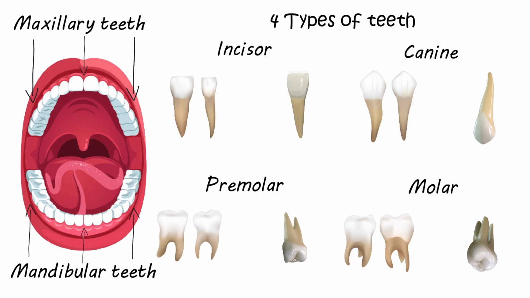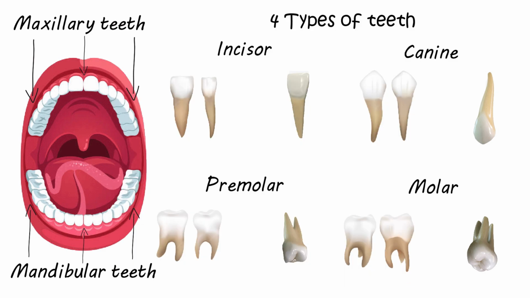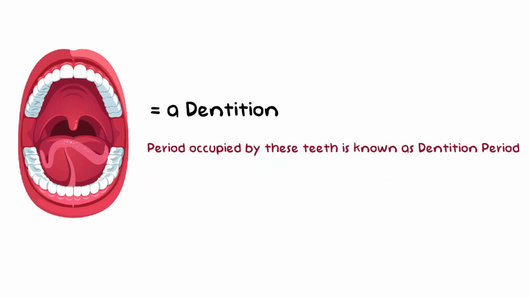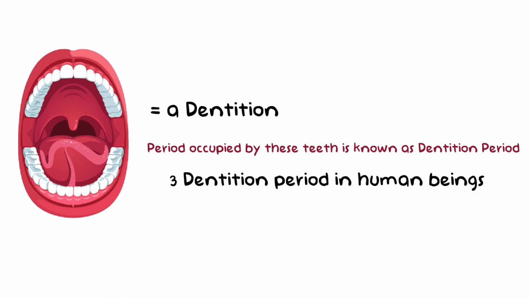Then we have the premolars and the molars, which are the posterior teeth used mainly for cutting and grinding of food. The entire set of teeth, including the upper and the lower teeth, is known as a dentition. The period occupied by these teeth are referred to as dentition periods, and there are three dentition periods in human beings. Let me explain this concept about various dentition periods even further.